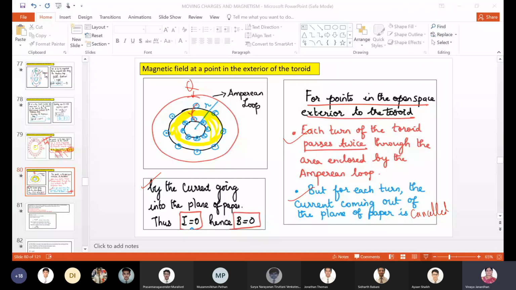Write the subheading: magnetic field at a point in the exterior of the toroid. Write the heading: magnetic field at a point in the exterior of the toroid. Then you can write: each turn of the toroid passes twice through the area enclosed by the Amperian loop.